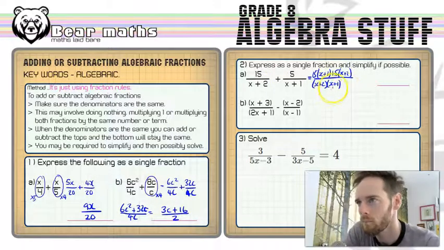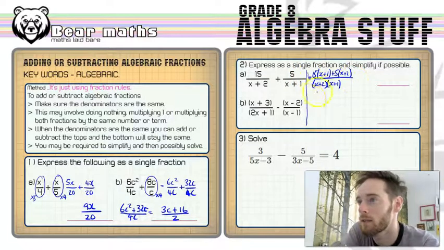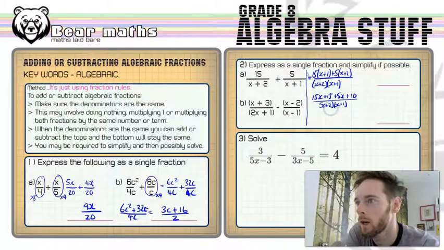Close that bracket. Right, I'm going to go down here. I'm just going to ignore part B for a minute, pretend that one's not there, and we'll just go down the page and do our working out. So what we'd then get is 15x plus 15 plus 5x plus 10, multiplying out the brackets on the top, all over x plus 2, x plus 1 in their double brackets. Keep everything in the double brackets. Collect everything that's on the top there, so 15x plus 5x is 20x, 15 plus 10 is 25, and then all over x plus 2 and x plus 1.